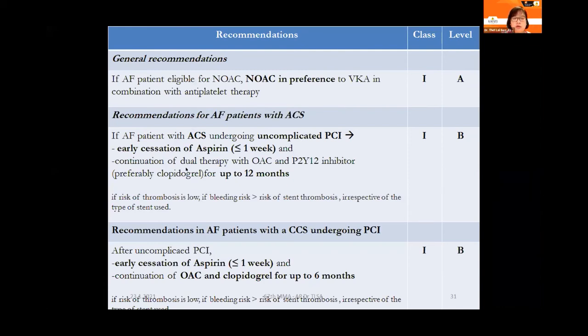If the risk of thrombosis is very low, and the bleeding risk is very high, higher than the risk of stent thrombosis, we can stop the aspirin in less than or equal to 1 week. In the previous figure, it was shown that the aspirin should be given for 1 month. If the bleeding risk is very high, we can stop the aspirin in less than 1 week. This is a class 1 indication as well.